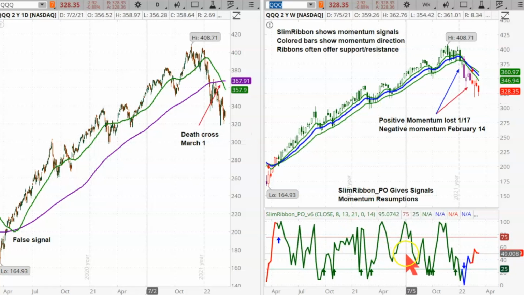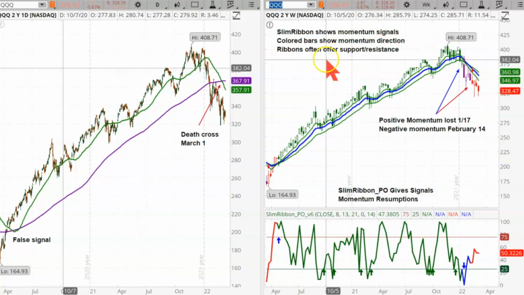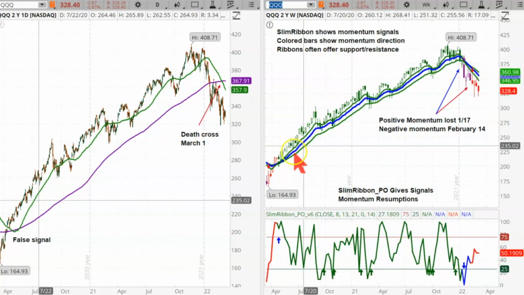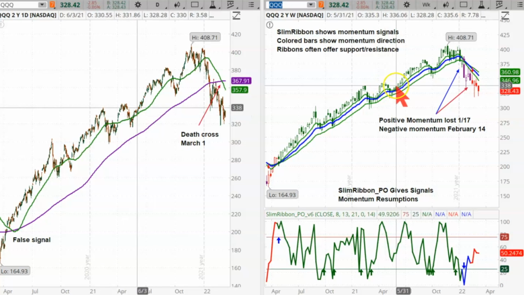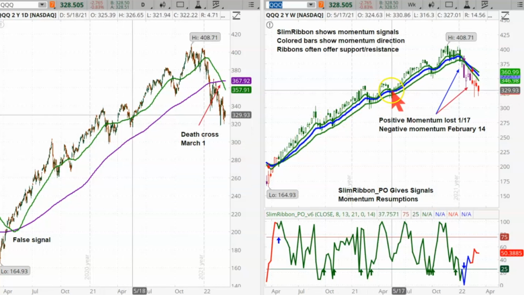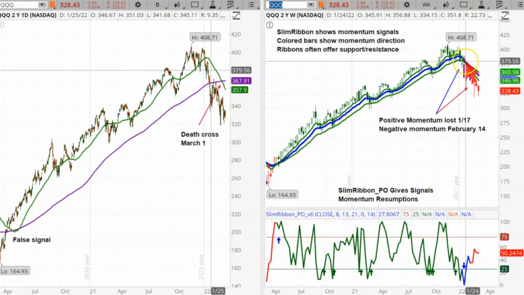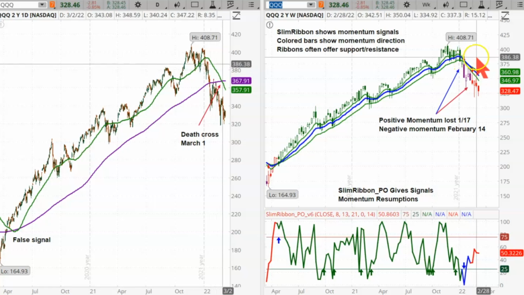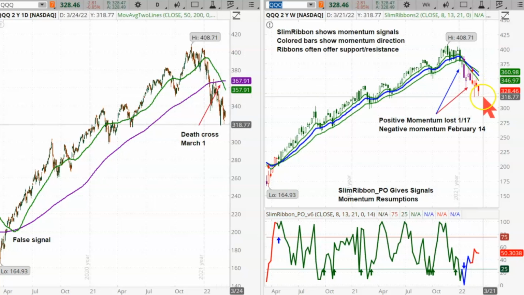and the slim ribbon PO on the bottom, which gives you very different signals. The slim ribbon shows momentum signals. It has colored bars that show momentum direction. So you'll notice all the bars are green on the way up in here, and they're either green hollow or green solid in the candlesticks, and that tells you the momentum is strong. When it turns blue, there's a little downside blue arrow there, it tells you momentum has neutralized. And then when it turns red and the bars go red, it tells you momentum is negative.